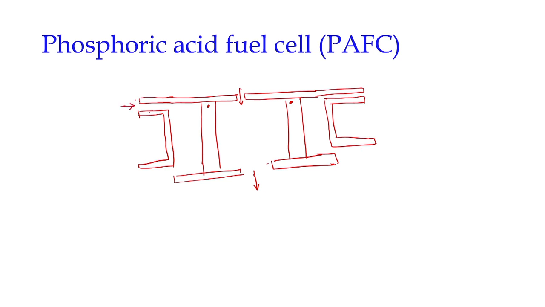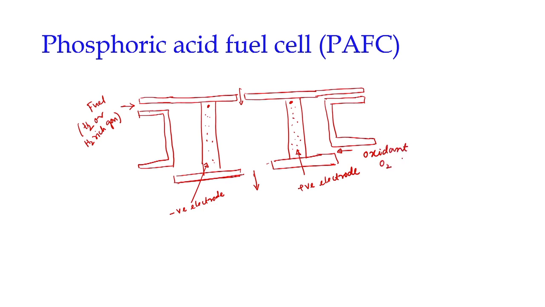So here is the fuel. This may be hydrogen or hydrogen rich gas. Okay. And this is porous electrode. These two are electrodes. Normally, this is made of nickel, and this is negative electrode and this is positive electrode. And this is normally made of silver. So this is your oxidizer or oxidant, I should write, the oxidant, and it may be oxygen or air.